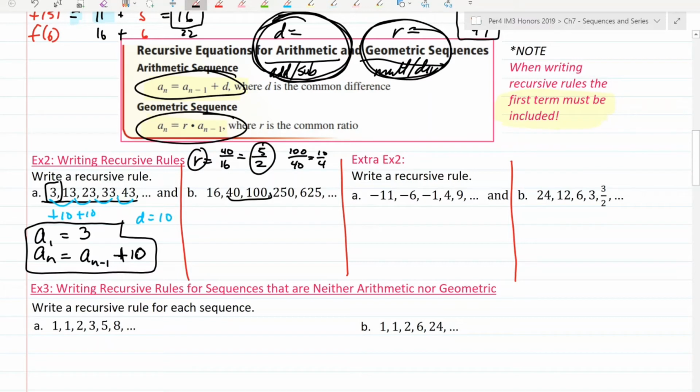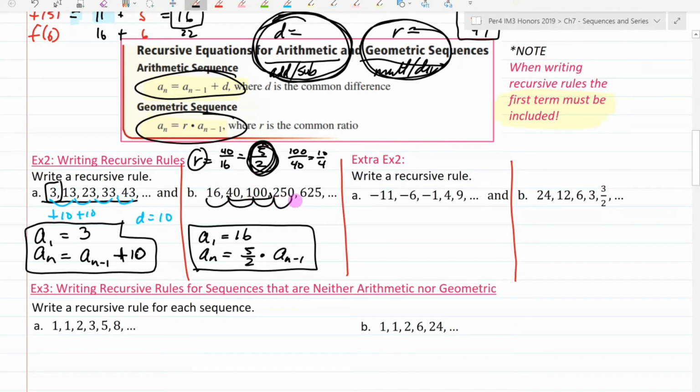So this is the formula. The first term is 16, and that's really the same thing as 2.5. And then the rule is 5 halves times the previous term. If you use 2.5, because 2.5 is exact, that would be okay. Now, if this was 1/3, and you use 0.3, that would not be okay, because you would not get these numbers. You would get numbers close to those, but they would not be exact. So just go ahead and use the fraction on that. So go ahead and do these 2, pause the video, and then come check them when you're done doing both of them.